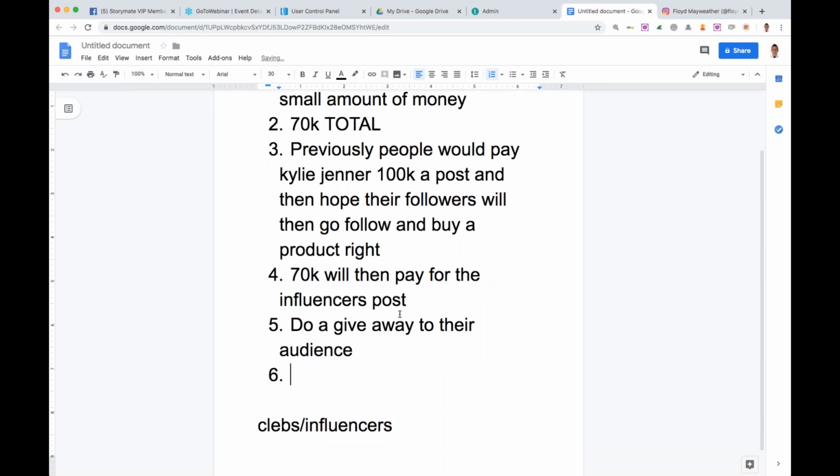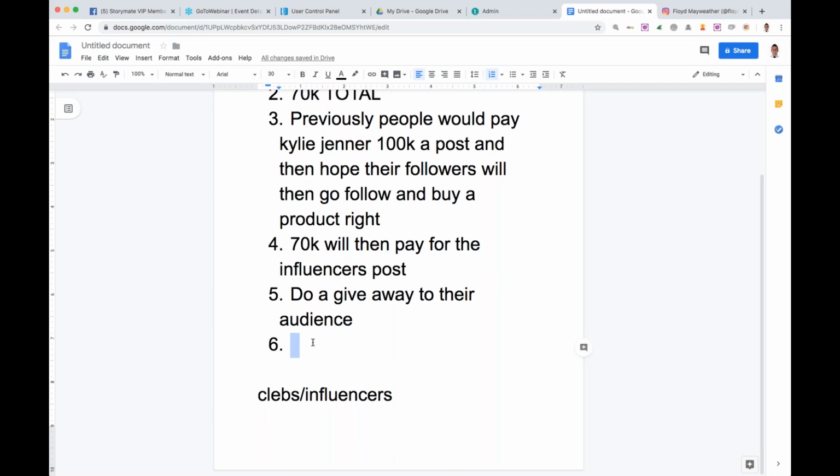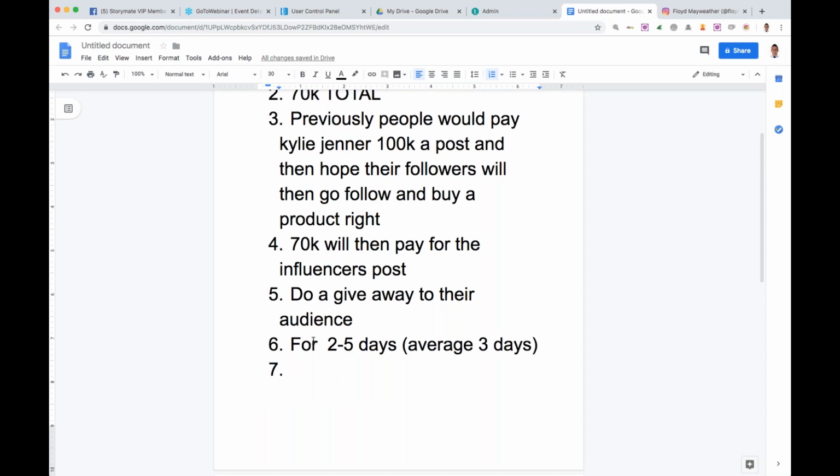So from there, what happens is that it can be 2 days to 5 days usually, but normally around an average of 3 days. They will run this type of promotion, and then what they'll do is they might say one post, which is a page post, and then they might do 3 stories with that as well.